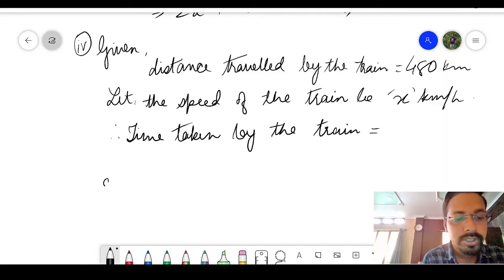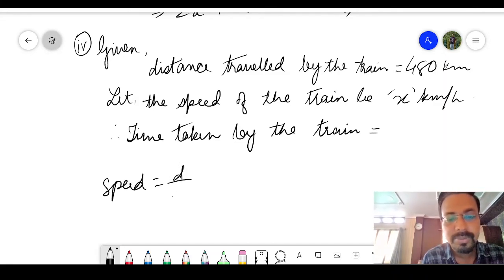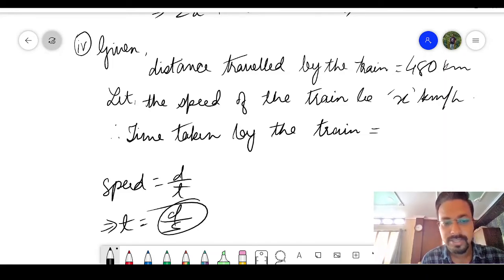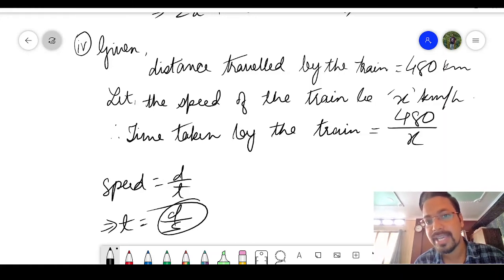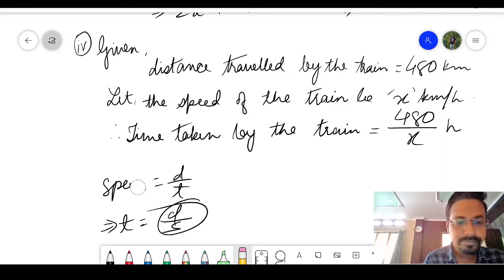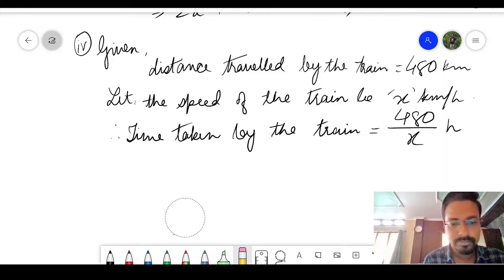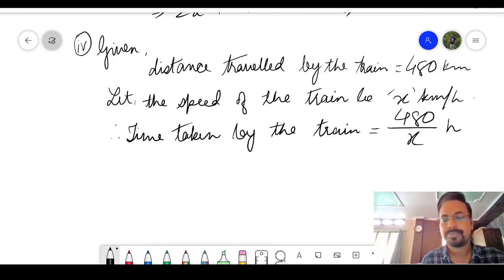Now see, we all know the speed is equal to distance by time, right? That means time will be equal to distance by speed, right? This is the formula for time. Time is distance by speed. So what is the time here, distance here? 480. And what is the speed here? It is x. So we have 480 by x hours. Okay, so this is our distance traveled. Speed has been taken as x, and time taken by the train is now 480 by x hours.